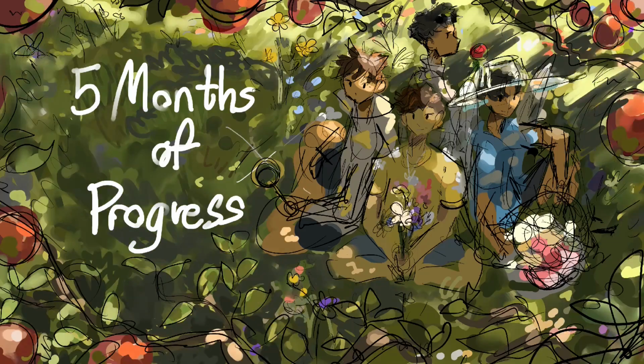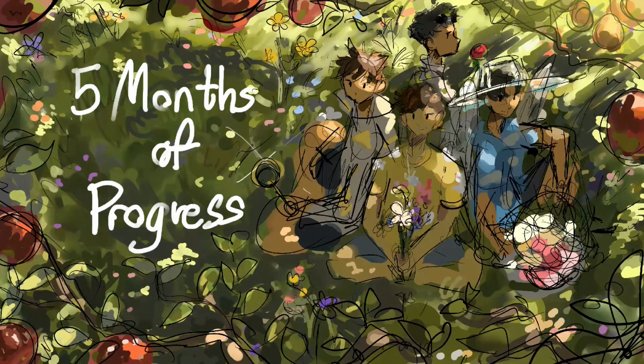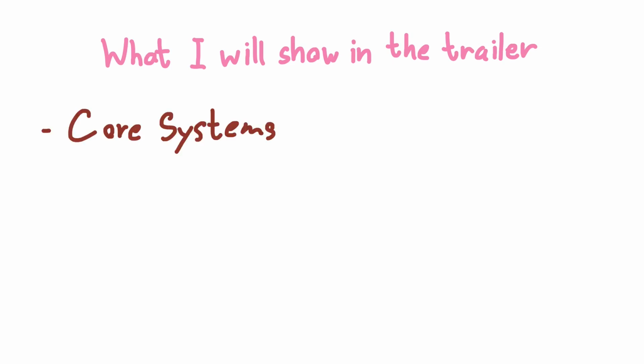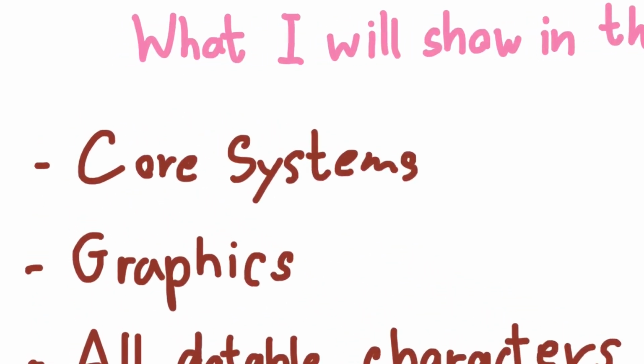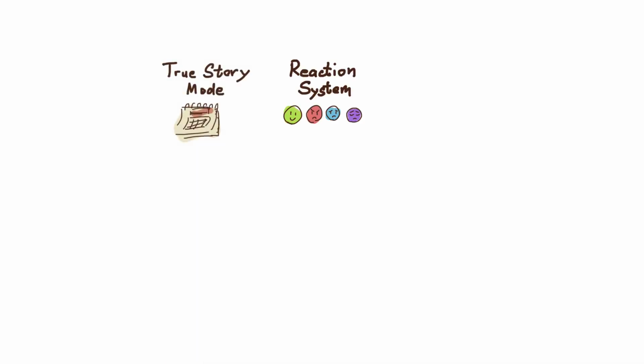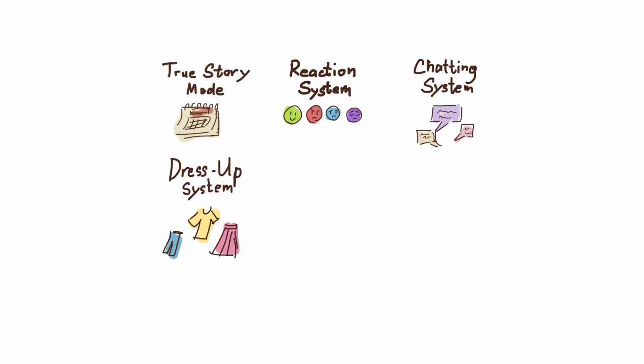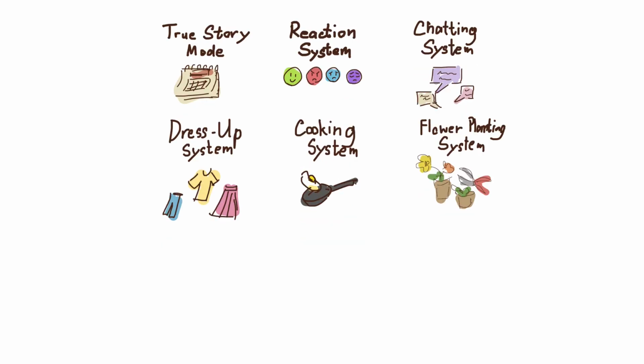I think now is a good time to make the trailer to put on my Steam page. Of course, a trailer needs to show the core system of my game, show off the graphics, introduce all the dateable characters, and convey the mood and tone of the game. The core systems we have are true story mode, reaction system, chatting mode, dress up system, cooking system, flower planting system, and lastly, the personal story mode.